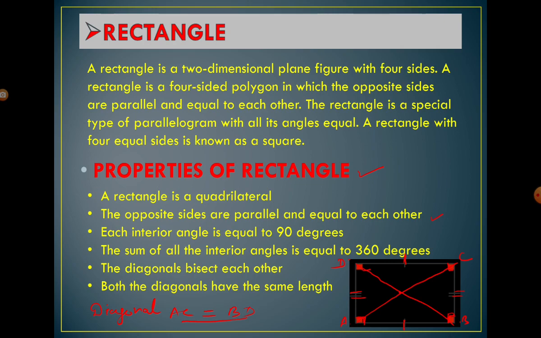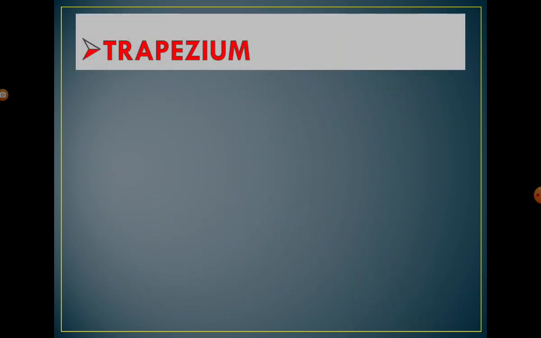Got it? Got my point? A square is a rectangle and a rhombus. Why? Because in a square all the sides are equal. It can be a rectangle, and it can also be a rhombus. But a rhombus cannot be a square because in a rhombus the angle is not 90 degrees. And a rectangle cannot be a square. Why? Because in a rectangle only the opposite sides are equal, but in a square all the sides are equal. This is the difference. Okay, got the point, students?